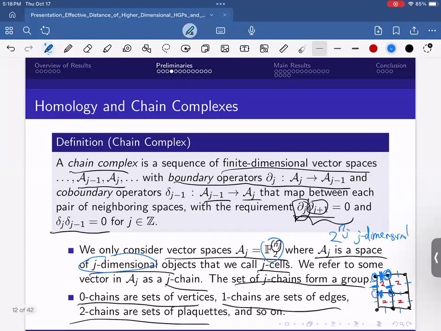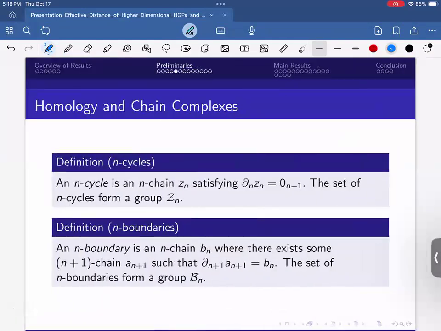Yeah. And then just some additional definitions. An N cycle is an N chain Zn that has no boundary. The boundary of this N chain under the boundary operator is trivial. And the set of N cycles forms a group Zn. N here is the same as the J as previously. It's just a different notation here because J was just used there, but N is a bit more common.